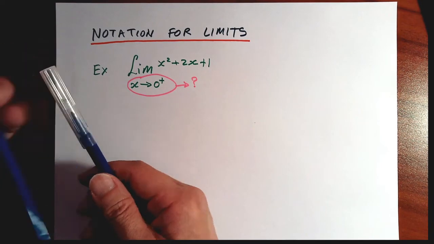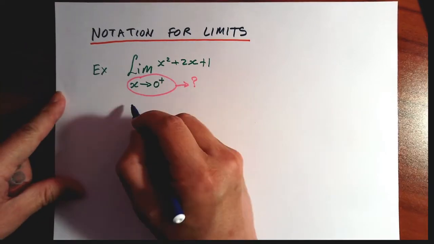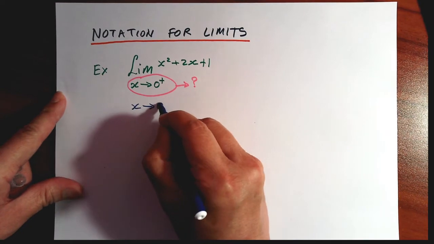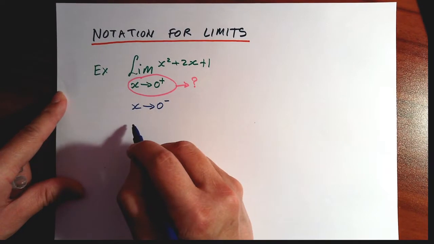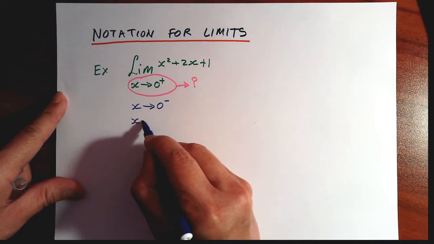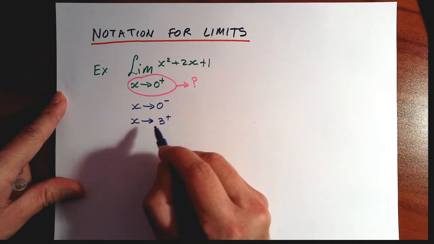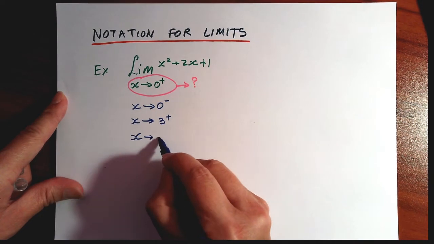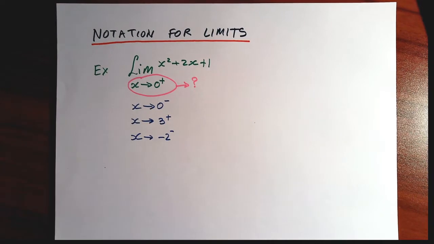Sometimes we may write x approaches 0 from minus, x approaches 3 from plus, x approaches minus 2 from minus. What does it all mean?